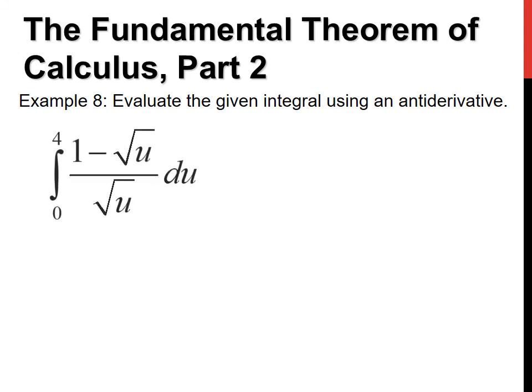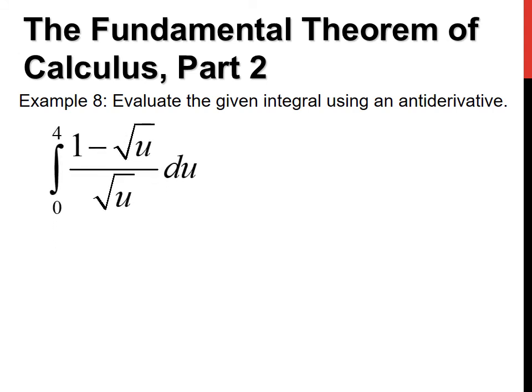Example 8. Evaluate the integral of 1 minus root u over root u du from 0 to 4. In order to integrate the given expression, we can share the denominator root u into 1 over root u minus root u over root u. 1 over root u is obviously the same as u to the power of minus half. Root u over root u is 1.